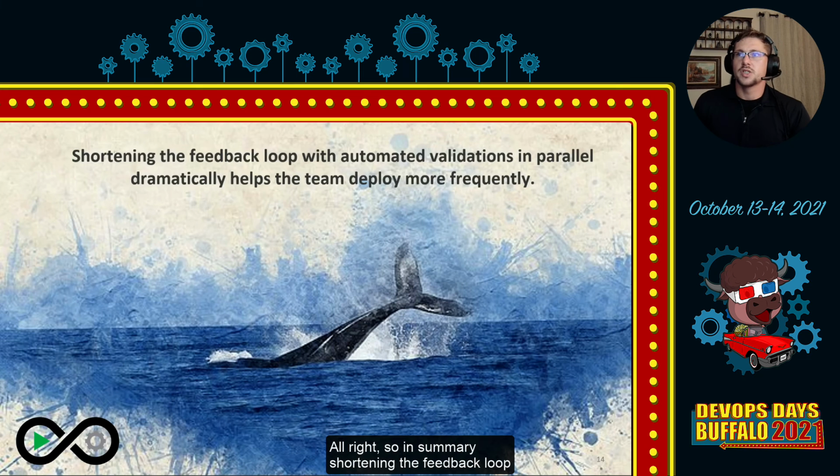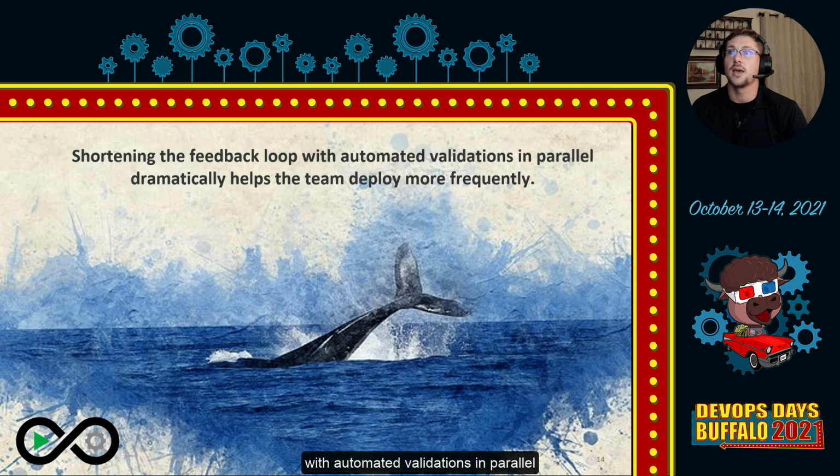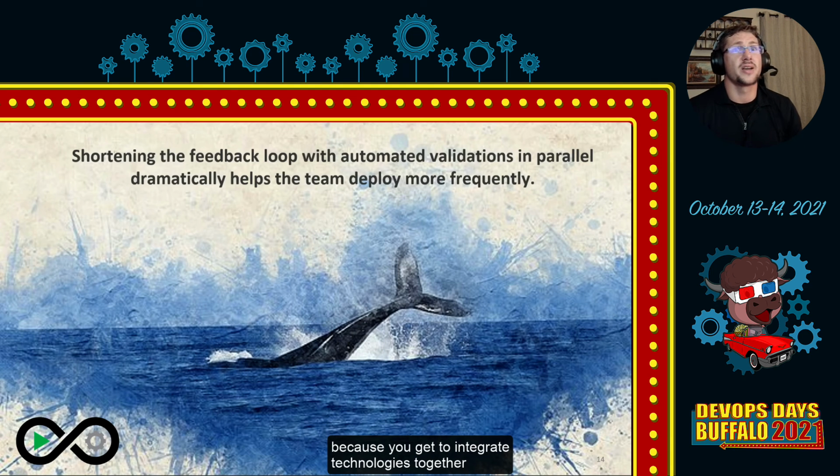All right. So in summary, shortening the feedback loop with automated validations in parallel dramatically helps the team because there's less context switching, and then there's more frequent deployments. I also think that this sort of stuff is fun because you get to integrate technologies together, like Ruby, Cucumber, Docker, so on and so forth, Jenkins, and then you get to see them do a thing in a linear sense.